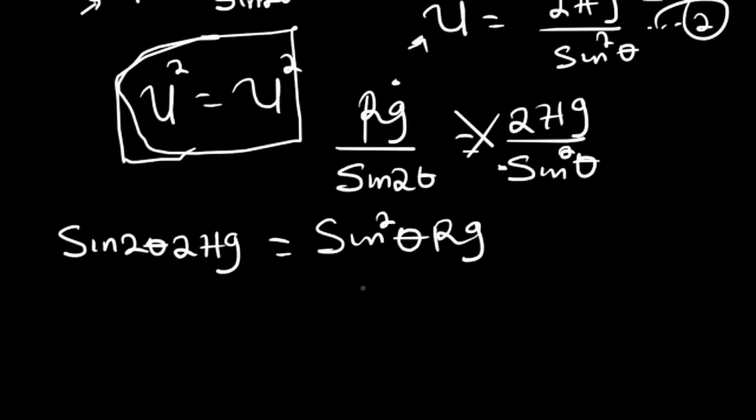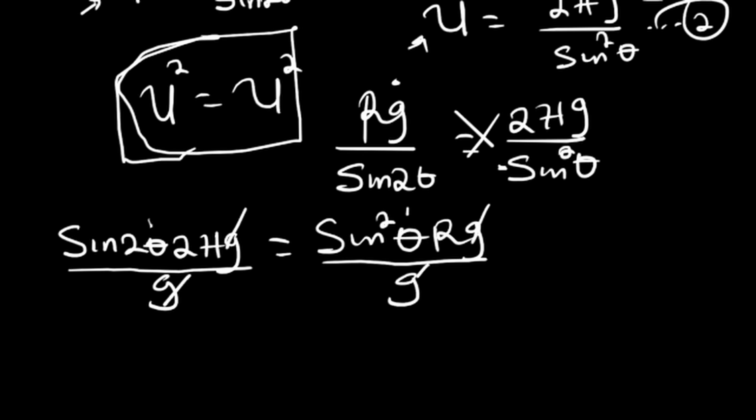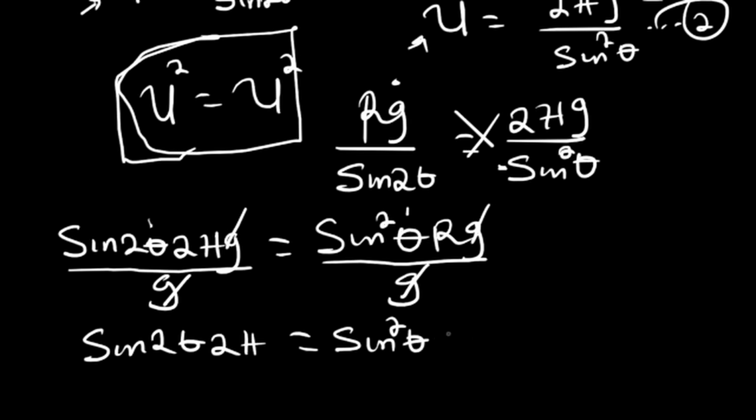What next? What do we do? Remember, we want to isolate this theta here. We want to isolate the theta, and it's really very important. So to do this, we have to divide both sides by g. Since g is common on both sides, the g on the left cancels out with the one at the bottom. The g on the right cancels out as well. And we're left with sine 2 theta multiplied by 2h is equal to sine squared theta r.